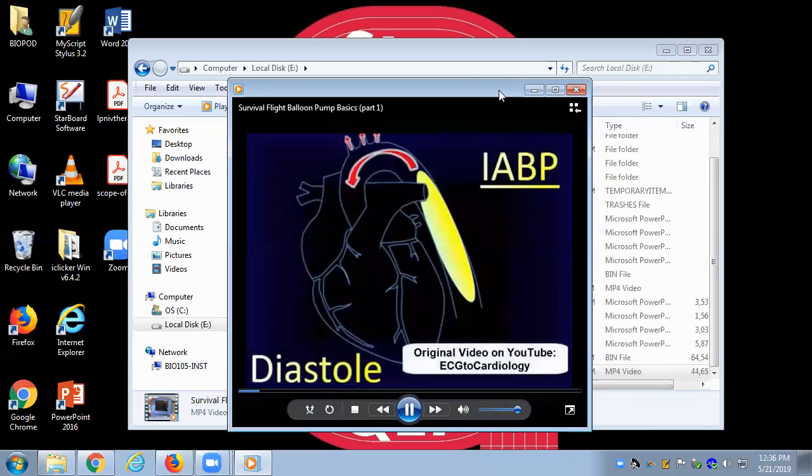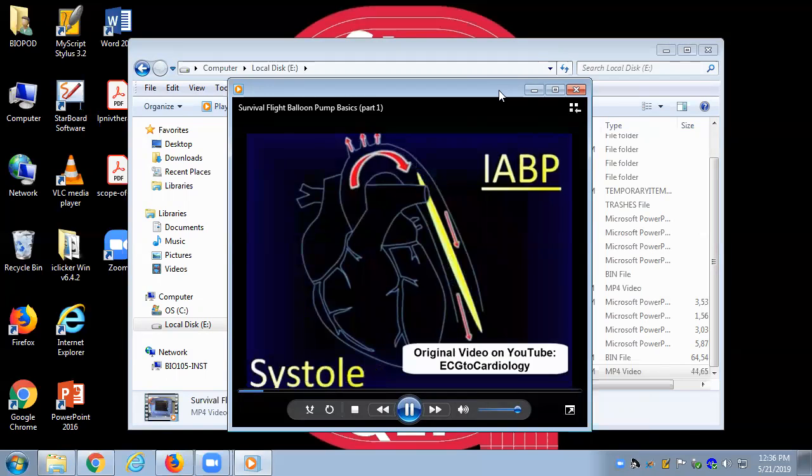The balloon is inflated during the diastolic or resting phase of the cardiac cycle. This allows blood to flow retrograde in order to increase coronary artery perfusion. Subsequently, the balloon is deflated during ventricular systole to allow for a reduction in afterload or resistance that the left ventricle must pump against. The actions of the balloon inflation and deflation are aimed at reducing oxygen demand and improving the rhythm.